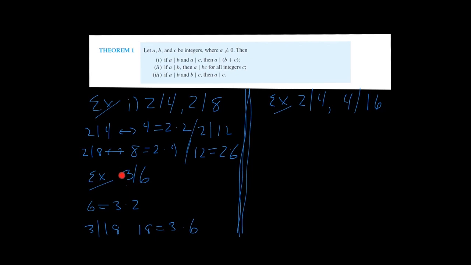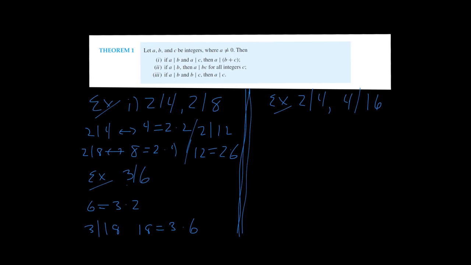Whenever an integer divides another integer, then the first one will divide any multiple of the second one. And then the last part of the theorem says if A divides B and B divides C, then A divides C. So let's look at this example over here on the far right.